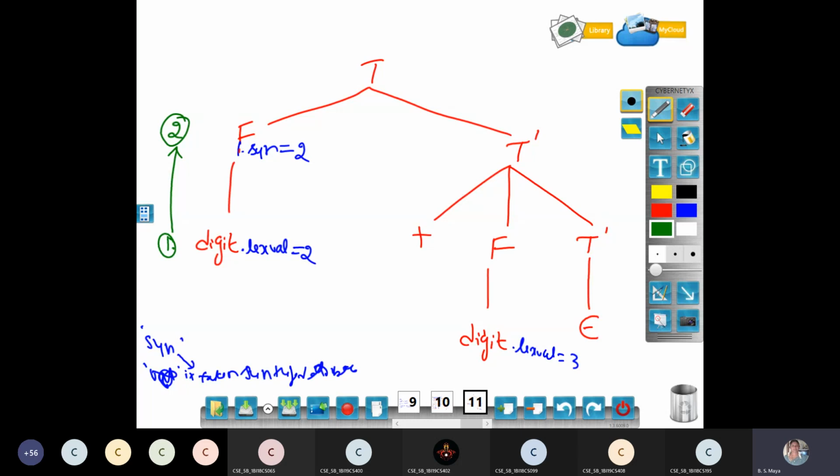Is it possible to evaluate T now? No, ma'am. Then where to come? T dash. Are you able to find out this T dash? This T is dependent on 2 children, but I have only 1 child's value, and I don't know the second child's value. Yes or no? Yes. Then I move on to this step.